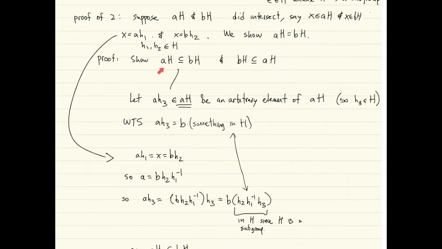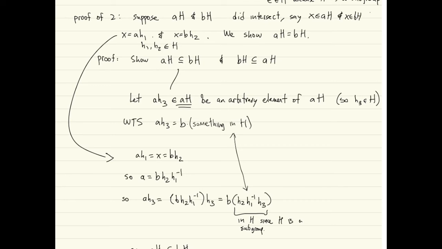Okay, so let's focus now on showing that AH, this coset, is a subset of BH. In other words, we have to show that an arbitrary element of this left coset AH is an element of BH. Now an arbitrary element of AH looks like A times H3 for some H3 in H. And what we want to show is that this arbitrary element A times H3 is equal to B times something. This is not something we know just yet, but I should say B times something in H.